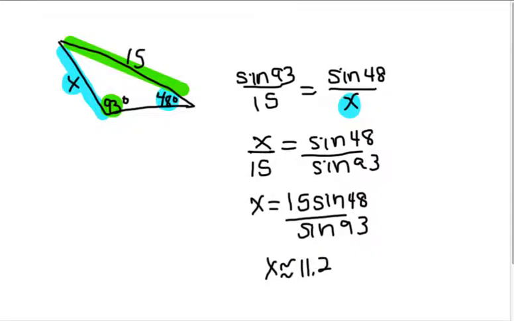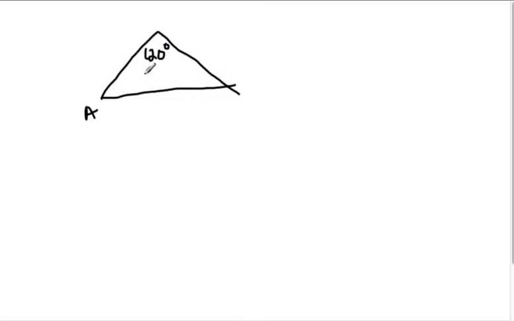Okay, in the next example, I'm going to find an angle. So let's say I have a length of A here, an angle of 120 degrees here, and a length of 11 and a length of 18. Okay, and the question is find the measure of angle A.